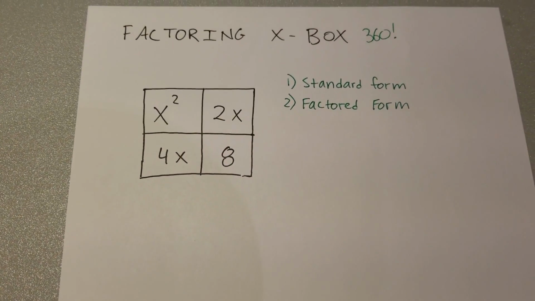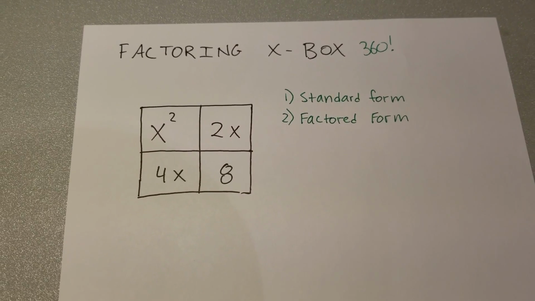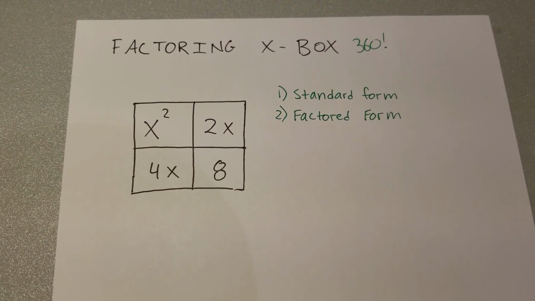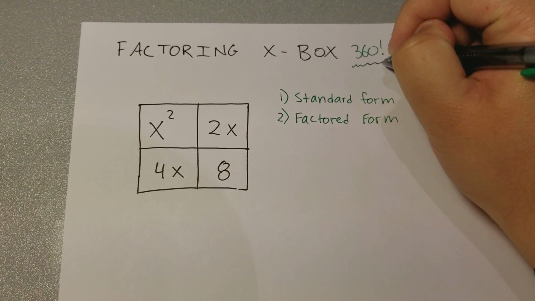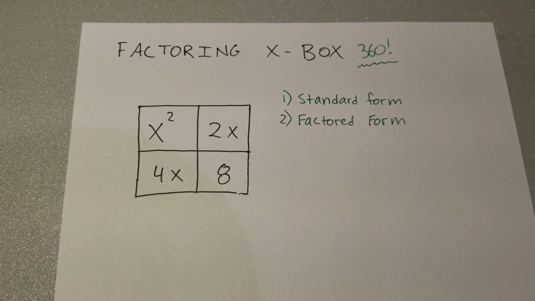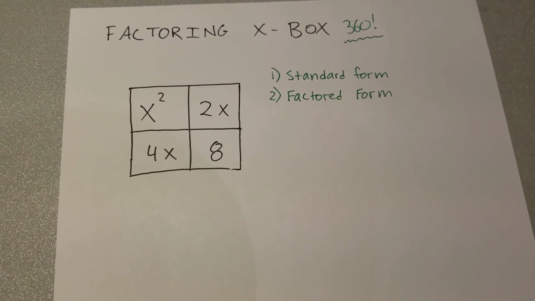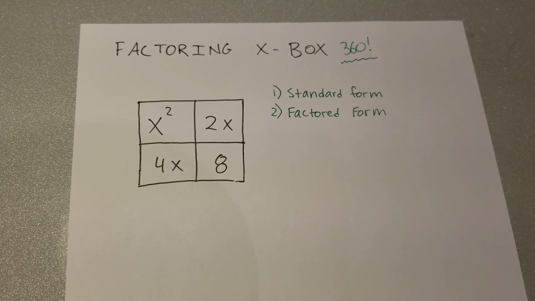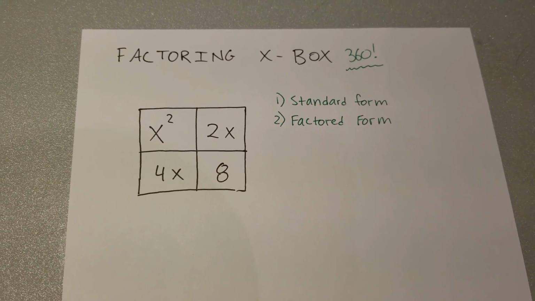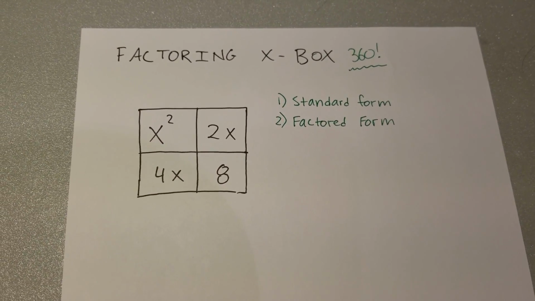I'm just going to do the first one with you, right? This is called factoring using the Xbox, but you know what? If you want to call it the Xbox 360, why not? We can have a little bit of fun. Math is more fun when you make it fun. So we can call it the Xbox 360. Okay, so we need the standard form and the factored form.